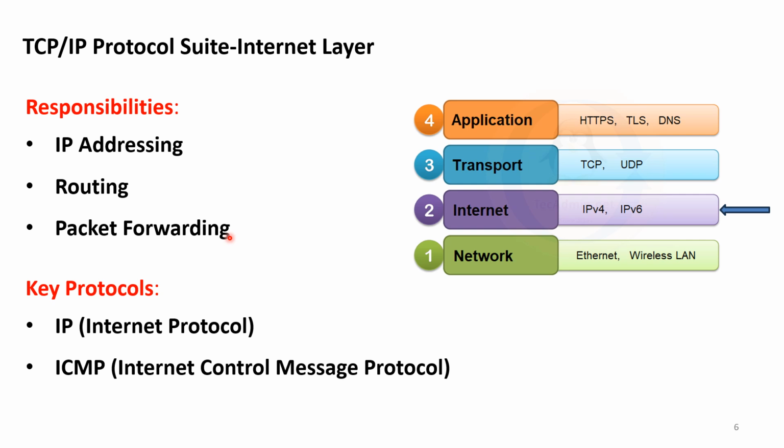Some of the key protocols used in the internet layer are IP, the Internet Protocol. It handles packet addressing and routing. It includes IP version 4 and IP version 6. The second one is the Internet Control Message Protocol, used for error reporting and network diagnostics, for example, the command ping. IP version 4 and IP version 6 are used for addressing and routing, and routers are devices that forward packets between different networks.